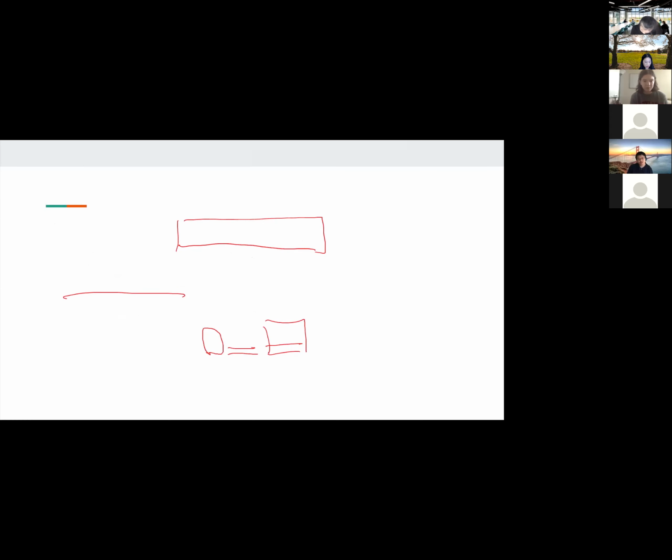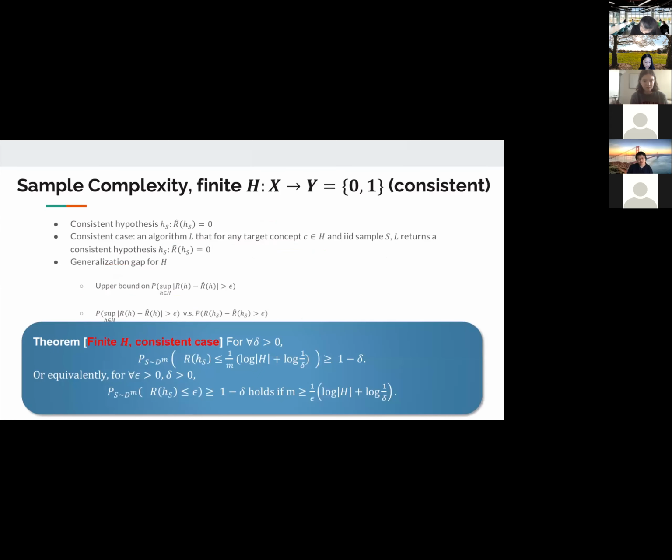Oh, sorry. So that's the end of the proof. Basically, you prove that this probability will be upper bounded by the cardinality of H times e to the power of minus m epsilon. So essentially, you've finished proving the theorem here. Okay.